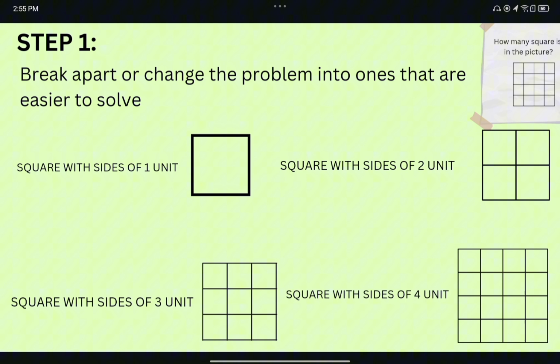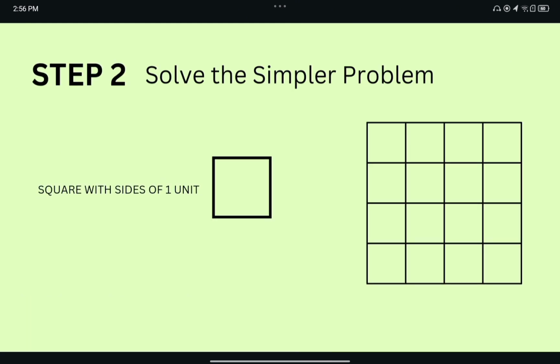So step 1 is break apart or change the problem into ones that are easier to solve. As you can see, we break apart the picture into squares with sides of 1 unit, which look like this. Squares with sides of 2 unit, which look like this. And a square with sides of 3 unit, which look like this. And last, square with sides of 4 unit, which look like this. So, let's proceed to step 2. Step 2 is solve the simple problem.